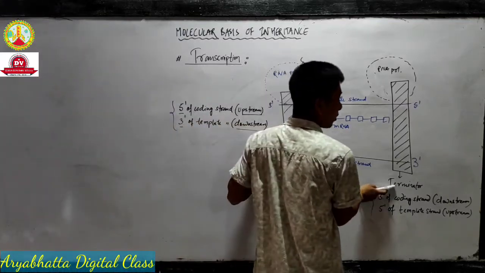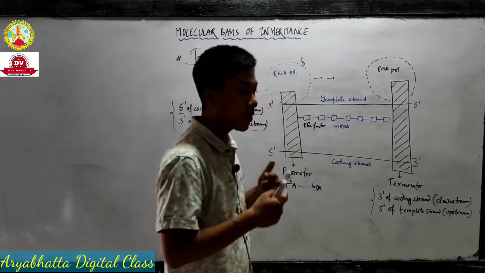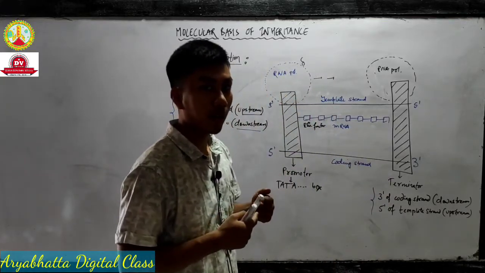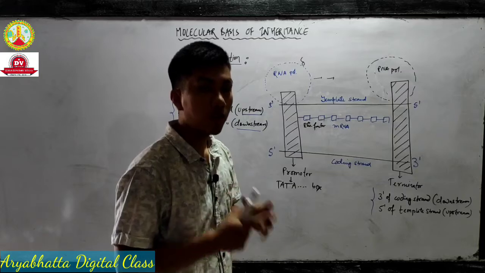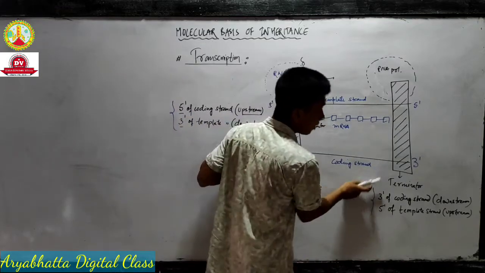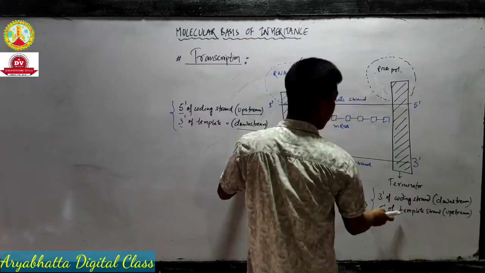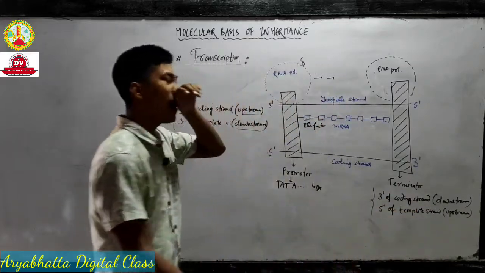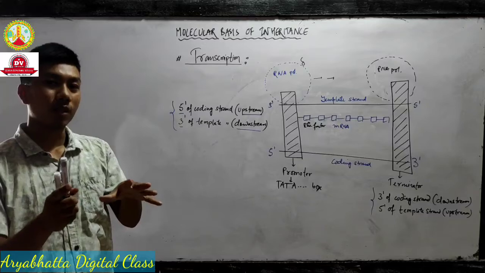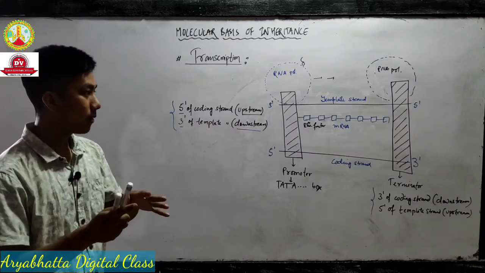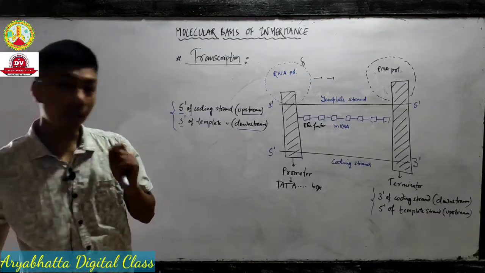And then the terminator is the sequence where the process, that is the synthesis of mRNA, stops. It is a sequence which is attached at the 3 prime of the coding strand, downstream, and 5 prime of the template strand, upstream. Okay, remember this. So that is the process that takes place. Now coming back.